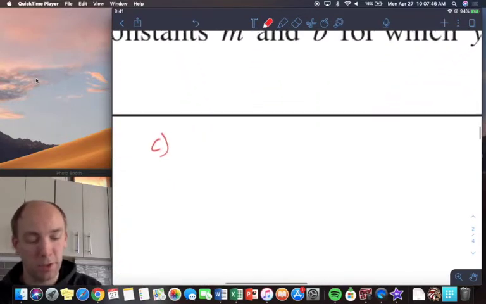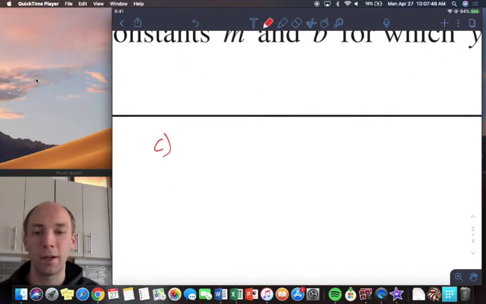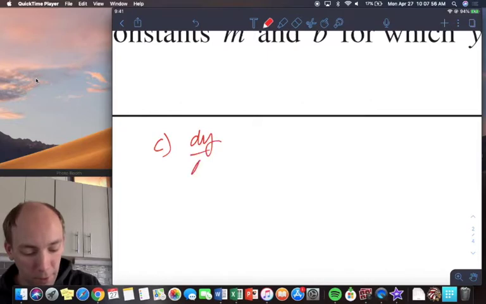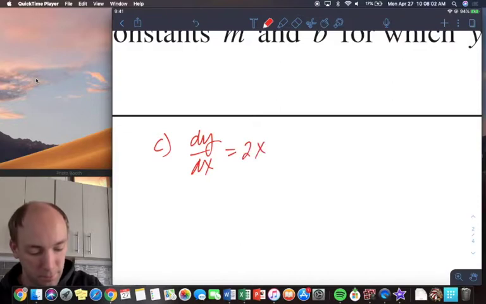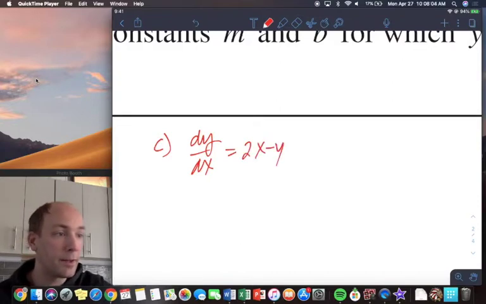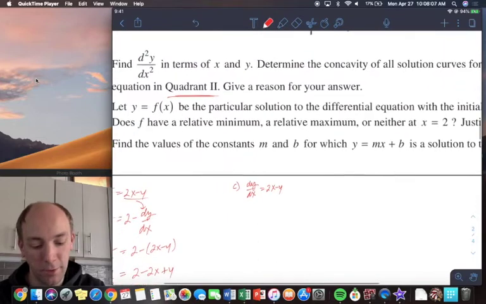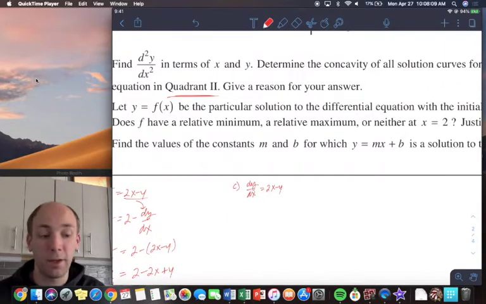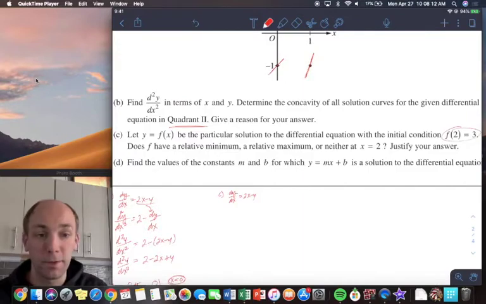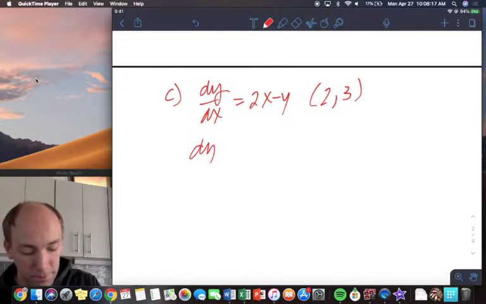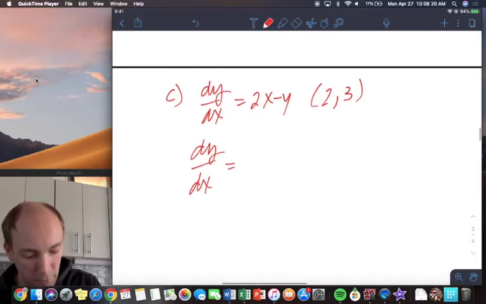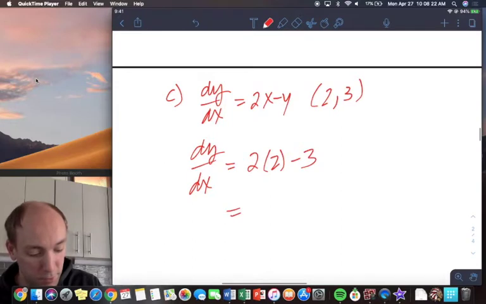A couple different ways. We could look at the graph of the derivative, but we don't have that here. But generally speaking, when we're trying to figure out if we have a minimum or a maximum, we need to look at the derivative. So dy/dx is 2x minus y. Okay, and we're going to figure out what the derivative value is at this point, at (2, 3). So let's go ahead and plug that in. So 2 times 2 minus 3, which would just be 1.